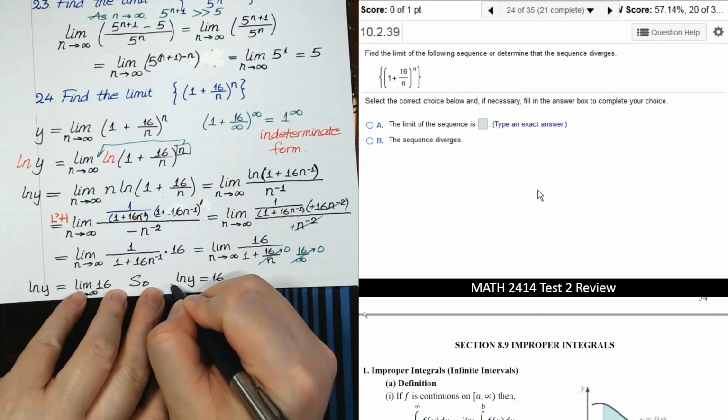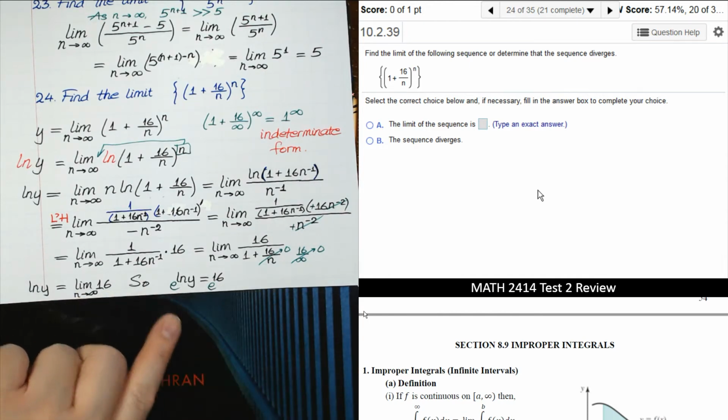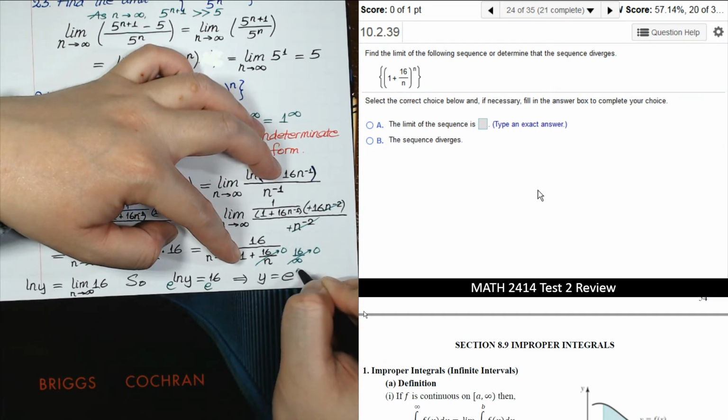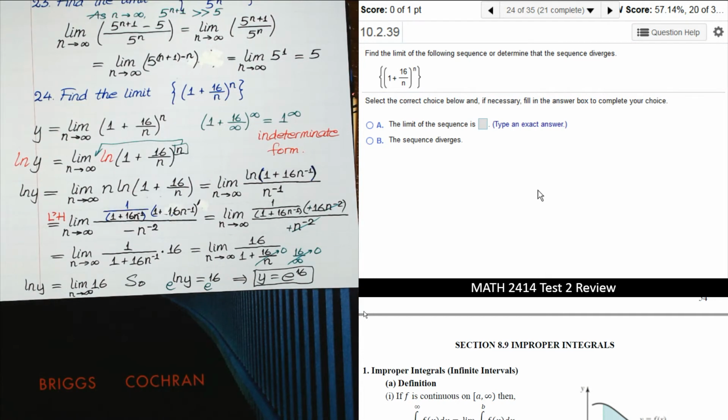To get rid of the ln, raise both sides to the e power. E and ln cancel out. So y is equal to e to the 16 power. So that is the limit.